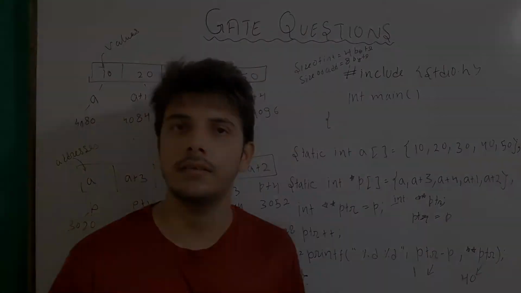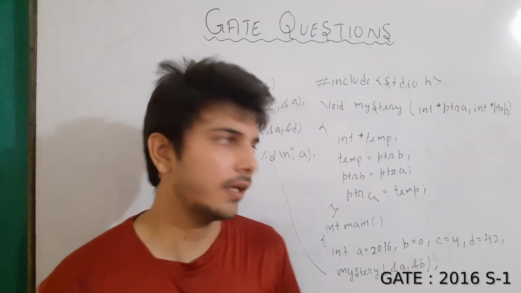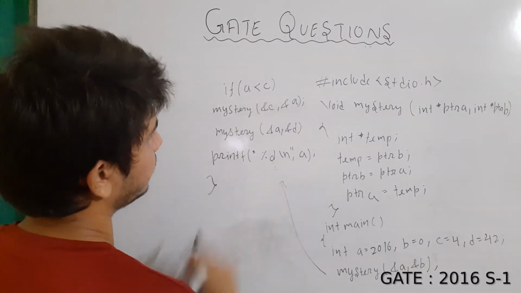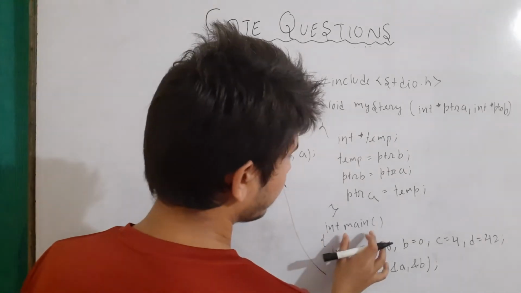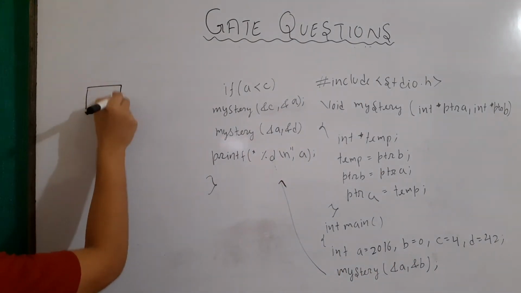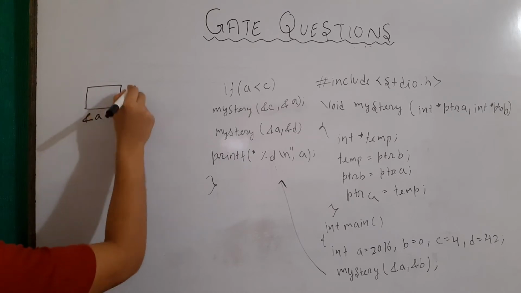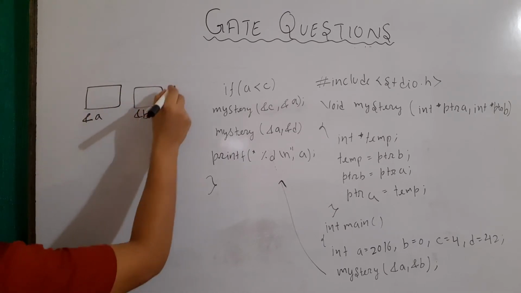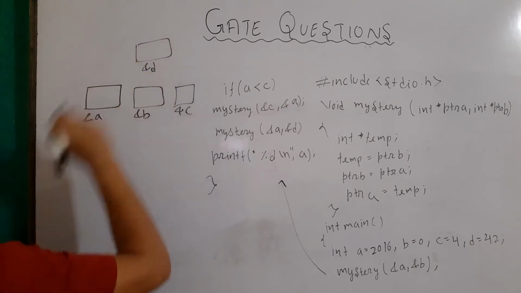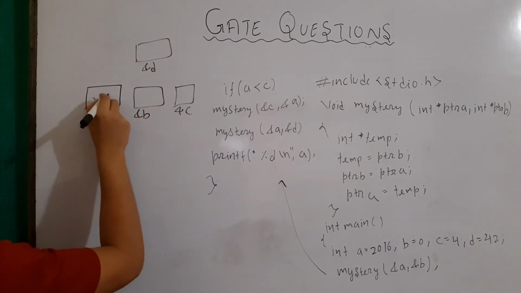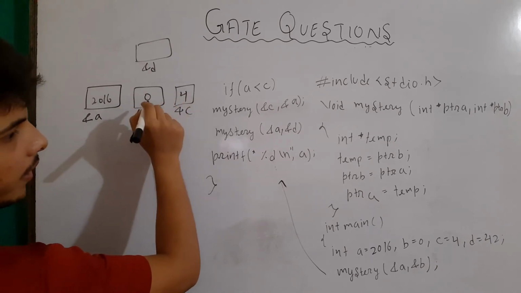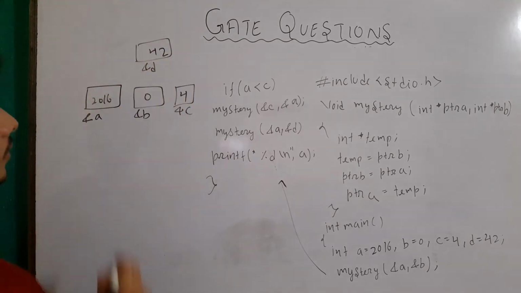Now let's see another question. So we have our second question now, in which we have to find the output of this line, right? So the program execution starts from the main. So first of all, 4 variables are defined. Let's say these are A, it will have some address of its own, then there is B, then there is C, and then there is also D, and the contents are 2016, and then 0, and then 4, and also 42, right?